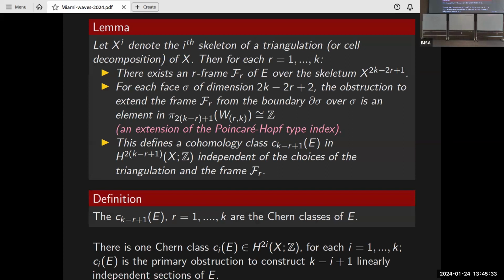That obstruction is an element in the corresponding local homotopy group, which in that direction is exactly as the model of the integers. So for each phase of this dimension, we have a obstruction in the integers. This gives you a cohomology class, which by definition is the corresponding Chern class. Okay. So Chern classes are the primary obstructions for constructing linearly independent frames. That's in all dimensions. There is one Chern class in each direction from 1 up to K, the final dimension.